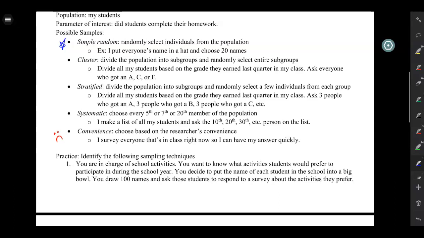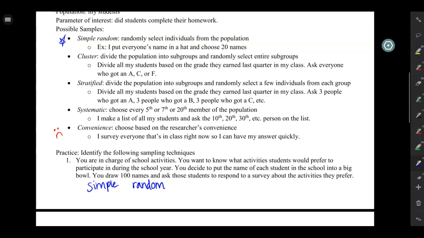So number 1, let's suppose that you are in charge of school activities. You want to know what activities students would prefer to participate in during the school year. So you decide to put the name of every student in the school into a big bowl, and then you draw 100 names out, and you ask those students to respond to a survey. In this case, this is going to be a simple random sample. And it's simple random because every person's name is in the bowl, and every person has an equal chance of being picked, right? You could pick out anyone's name from there.